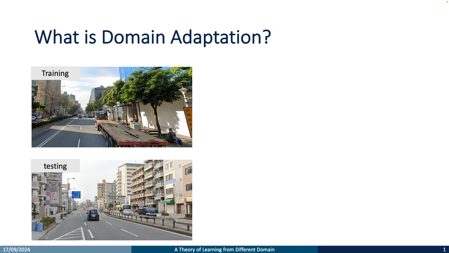For example, in the case of self-driving cars, your vision module might be trained on street view data from a country where cars drive on the right side of the road. However, if you plan to deploy the vision module in a country where cars drive on the left side, the distribution of street view images will differ from the training data.